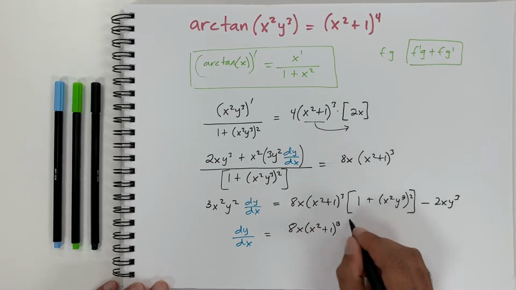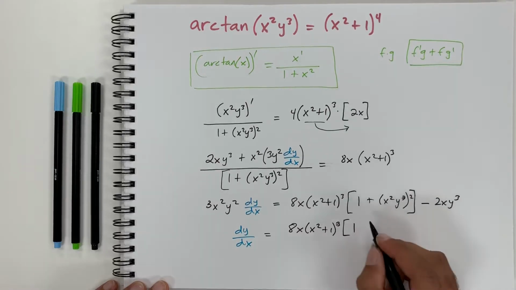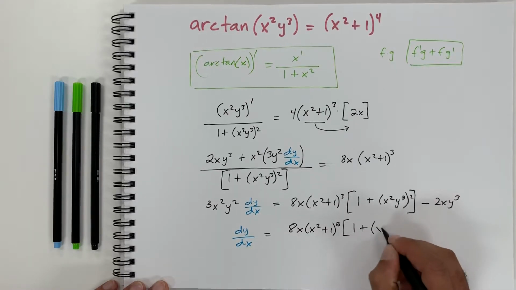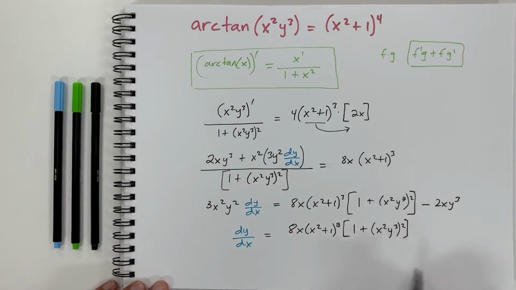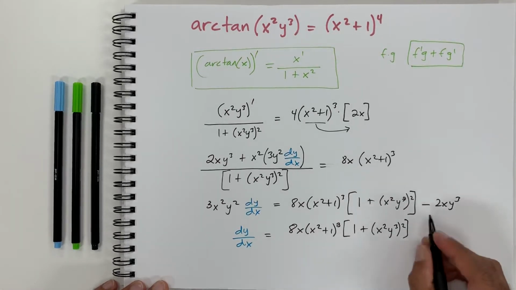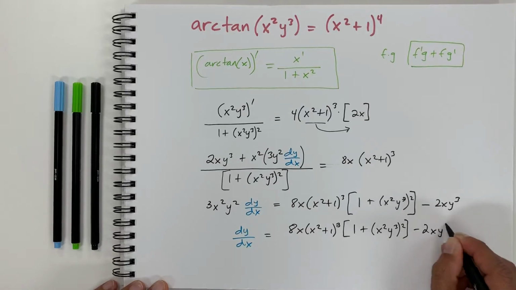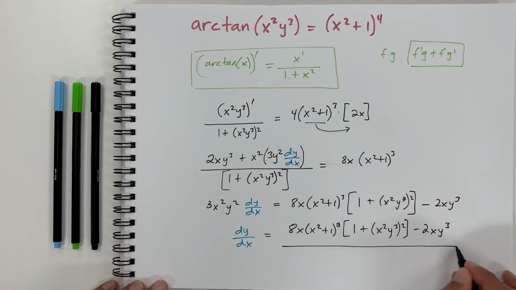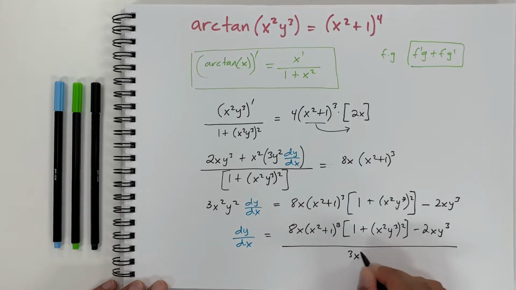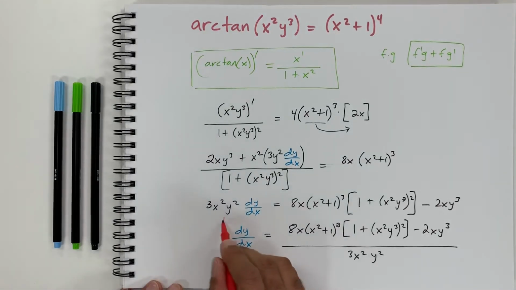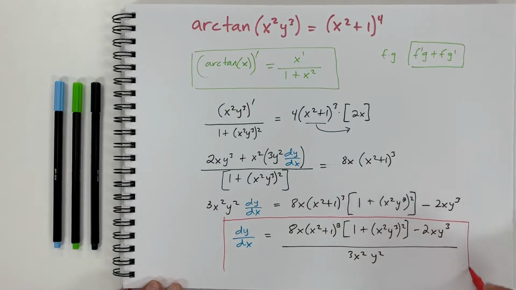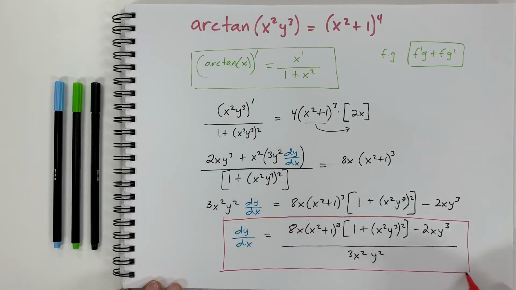So dy dx, and then finally we have 8x times x squared plus 1 to the third. We still have everything here in the parentheses. So we have 1 plus, and you can distribute this exponent. I'm just going to leave it like that. All right, we still have this minus 2x y to the third term. And now what's new is that we divided this to the other side, so then we get 3x squared y squared. Okay, so then we have solved for dy dx, which is always the goal when we're doing implicit differentiation.